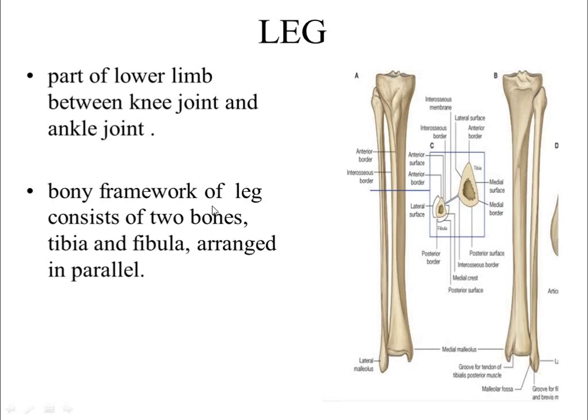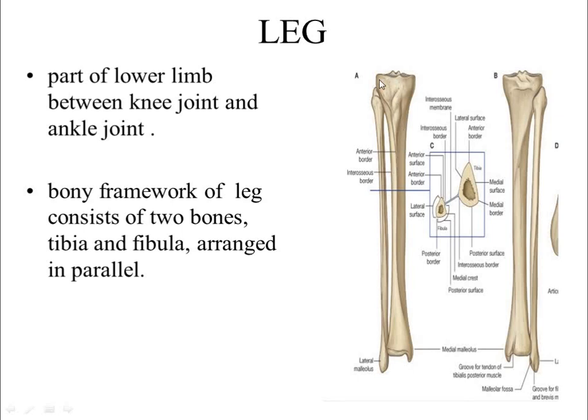As far as the bony framework of the leg is concerned, it has two bones, the tibia or medial bone and the fibula or lateral bone, which are arranged parallel to each other, like in the forearm, radius and ulna. In the forearm, the radius is lateral and the ulna is medial. In the leg, the tibia is the medial bone and the fibula is the lateral bone. This is the anterior view of the right tibia, and this is the anterior view of the right fibula.